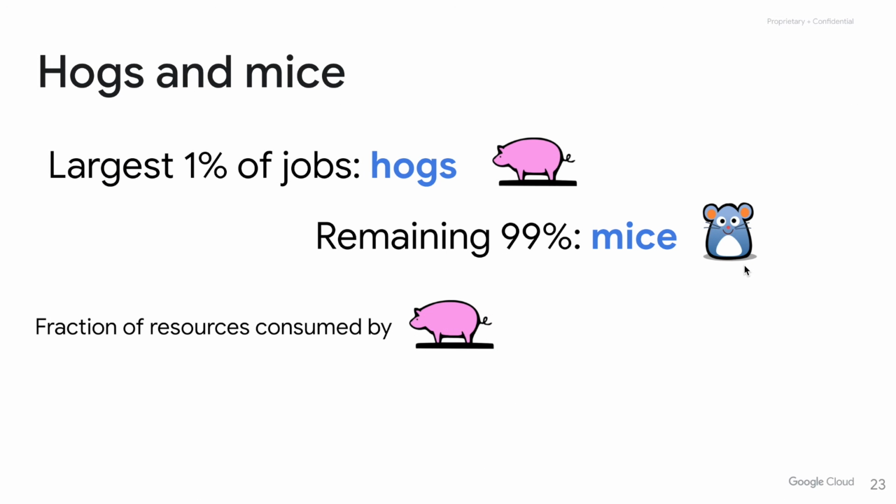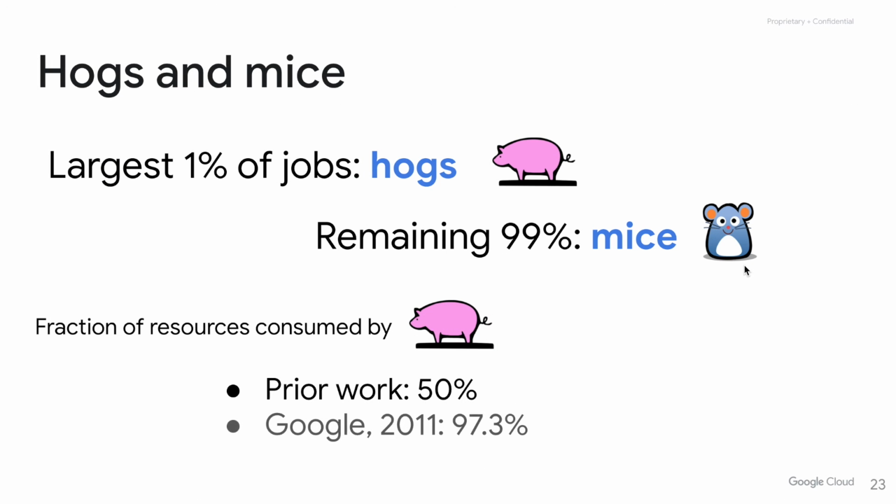Prior work has shown this to be as high as 50%, but at Google, we see that in 2011, it was over 97%, and in 2019, it was over 99%.